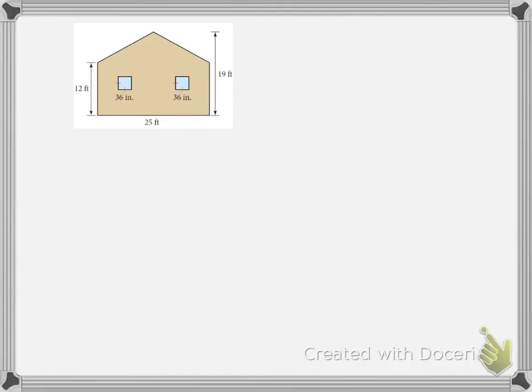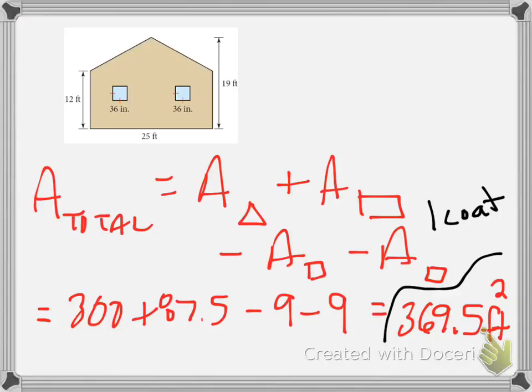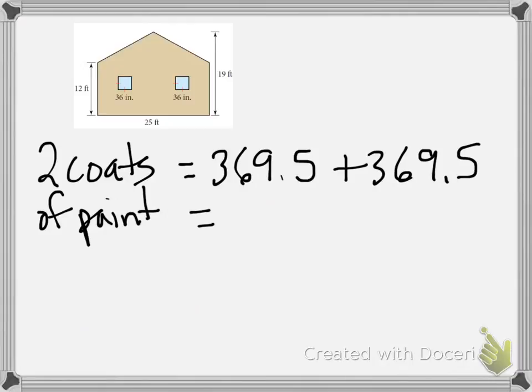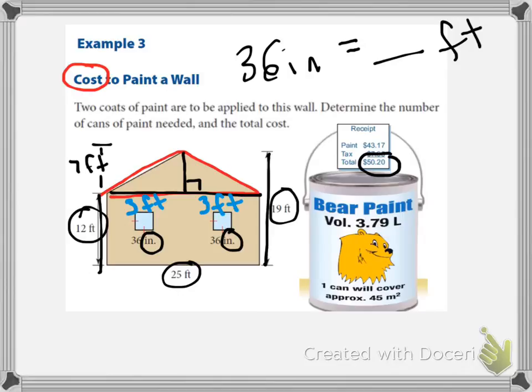So to get 2 coats of paint, that's going to be 369.5 plus 369.5, 739 square feet of paint to do 2 coats. What do we got here? Oh, this is complicated. 1 can will cover 45 square meters.